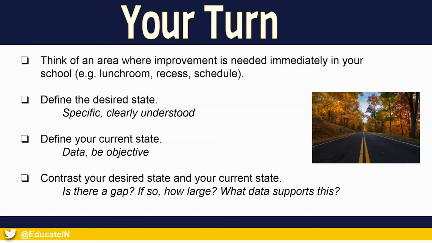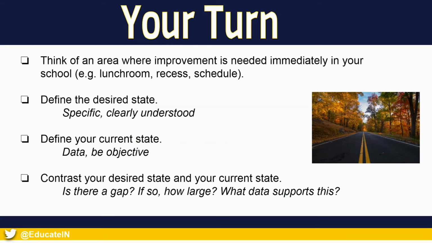If you'd like to complete this exercise, you can pause after I give the instructions. To try this exercise, think of an area where improvement is needed immediately. Certainly not something large, such as a school improvement goal that you currently have, but something relatively small, such as lunchroom or recess, or your current schedule that needs to be changed. Using a sheet of paper that you might have, write that problem at the top of the page, and then draw 3 lines to show 3 different columns.